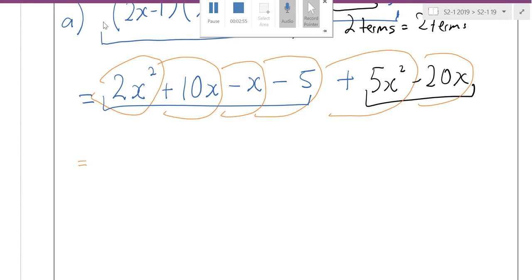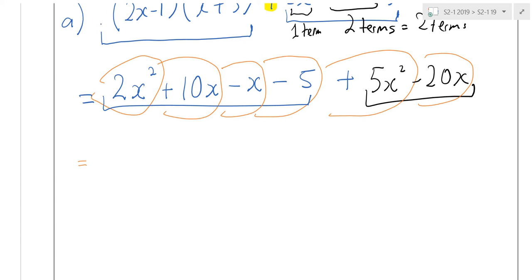Anyone not sure, I do it with you. If everyone is sure, I'll call one person. Everyone sure? Okay, next. Tai Xin, 2x squared combined with who? Plus 5x squared. So altogether how many? No lah, 2 plus 5, 7. Next, Tai Xin, 10 minus 1 minus 20. Press calculator, everyone. 10 minus 1 minus 20. So what's the answer? Do you get negative 11, Tai Xin?